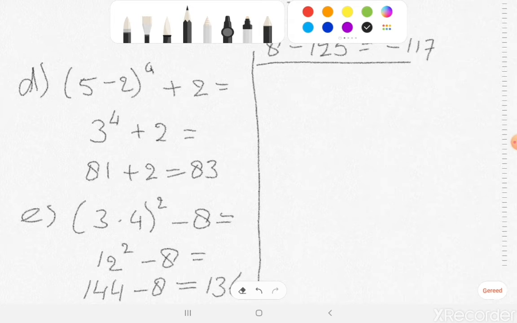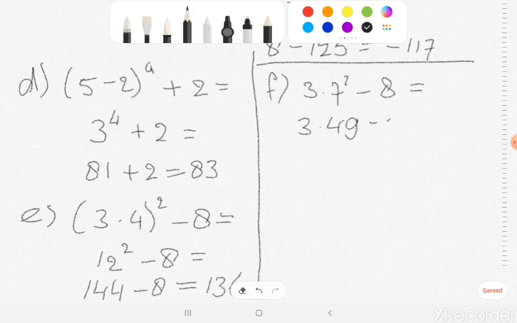So, exercise F. 3 times 7 squared minus 8. We do not see any brackets in this exercise, so we start with the powers. 3 times 49 minus 8. 3 times 49 is 147, minus 8, and that's 139.